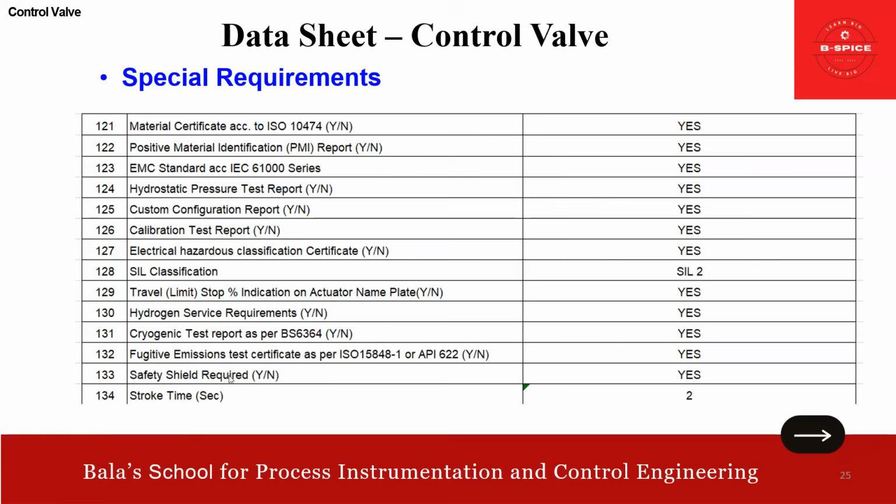Okay. Then we have this safety shield required. Yes, safety shield is required, and the stroke time mainly. So if you want to specify, for example, an anti-surge controller requirement or any process which needs very fast action, then you need to specify that clearly here. Otherwise you will end up in a big challenge at a later phase actually. So you need to specify that also. I put it as 2.